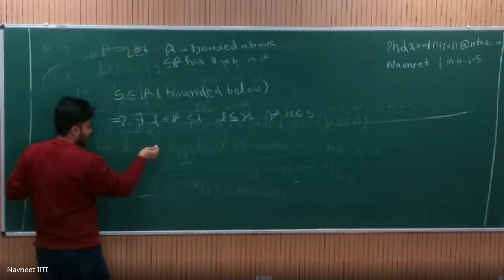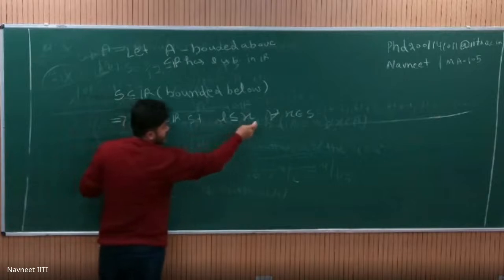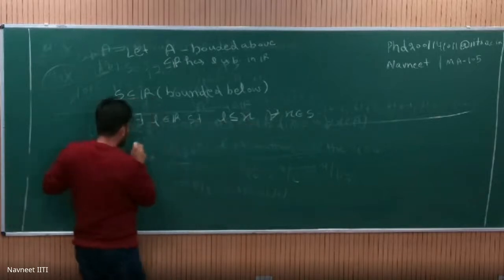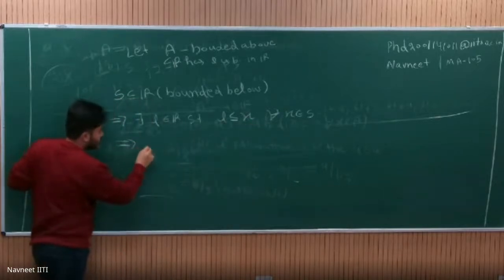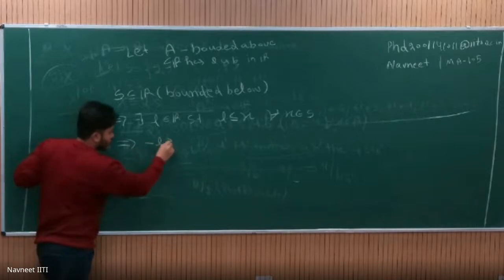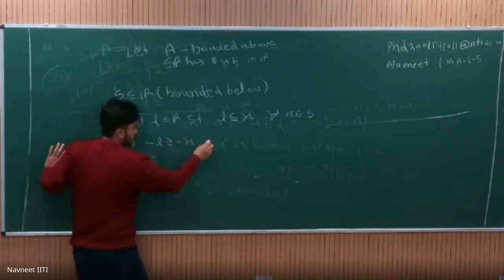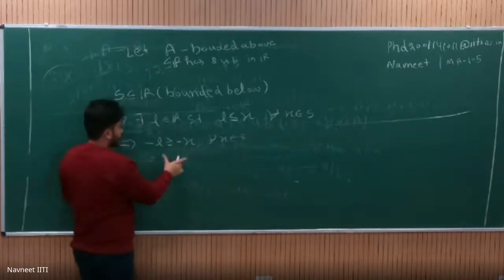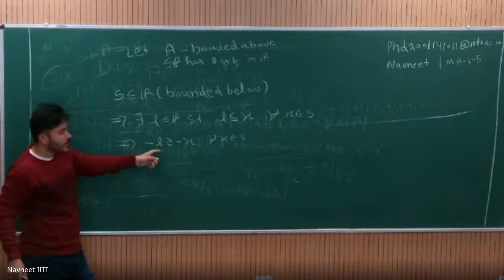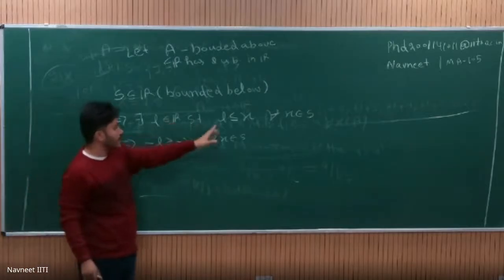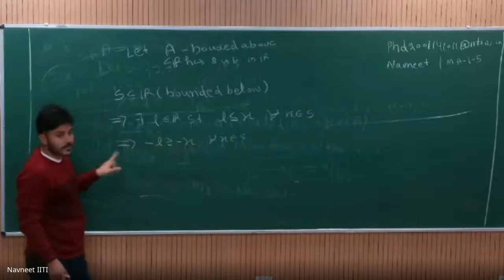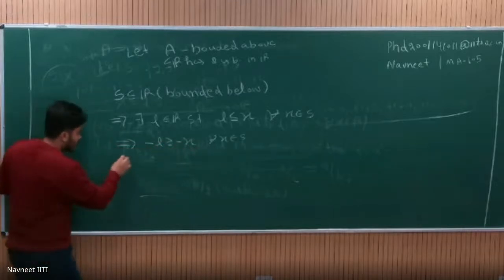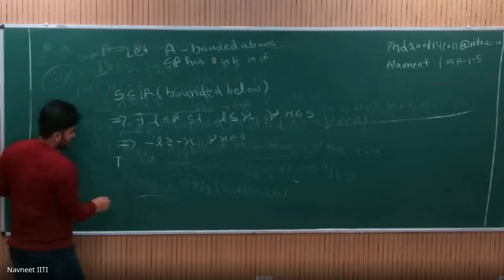Let us define some new set. If this condition is true, then you can also see this one: minus L is going to be greater than or equal to minus X for each X belonging to the set S. Can I say this one? Yes, sir. Minus L is greater than or equal to minus X, because if we multiply by minus, the inequality changes its sign.